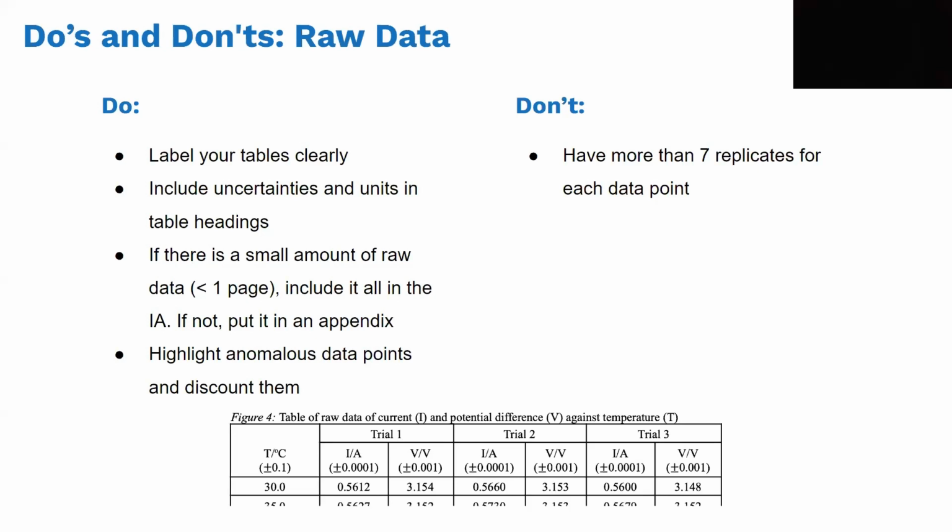Here at the bottom of the screen, I've included an example of a good table. Do know what's good about it. It has a name, figure 4. It has a title, i.e. table of raw data of current and potential difference against temperature. And each column comes with the variable that is being measured, the unit of the variable, as well as in brackets, the precision of that variable.